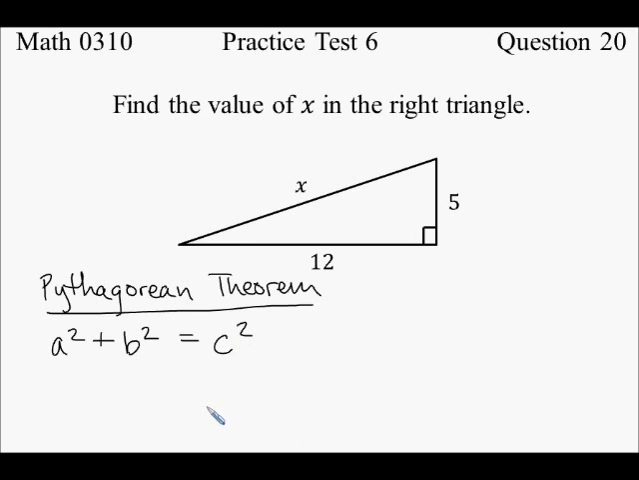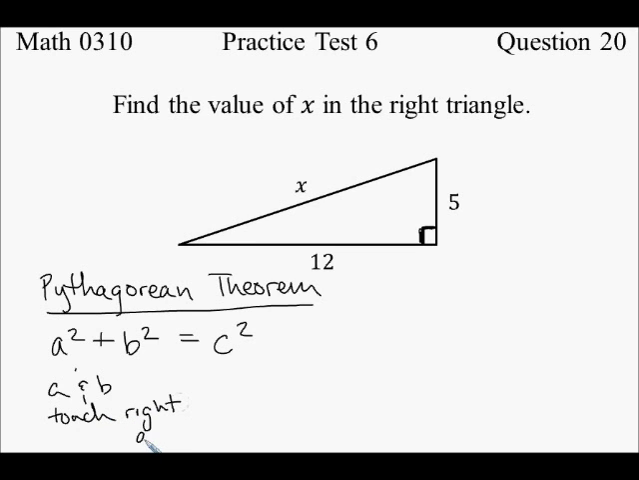Okay, so well, what does this really mean? Well, a and b are the sides of our right triangle that happen to touch the right angle. Okay, so here we can see this little square is denoting our right angle, or our 90-degree angle. Okay, so a and b are the sides that touch the right angle.